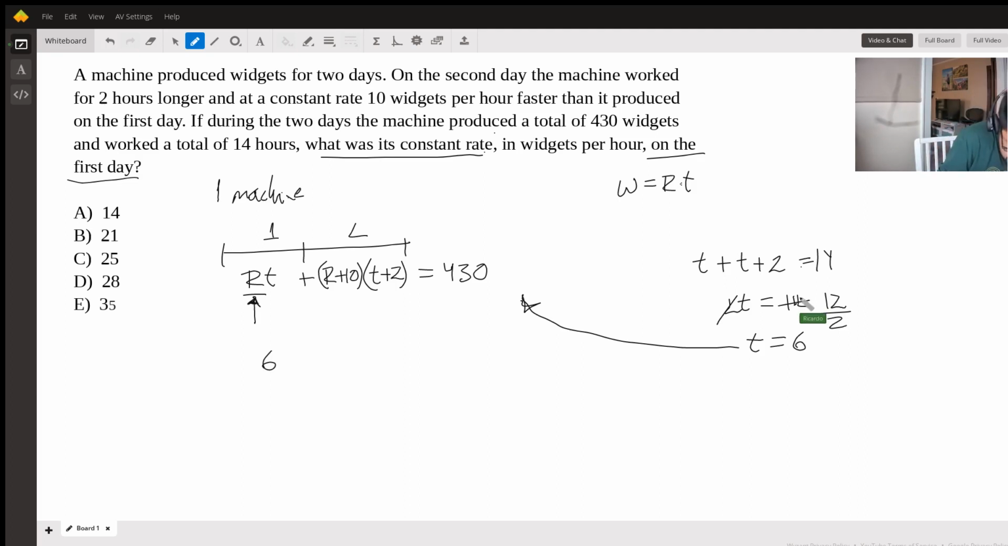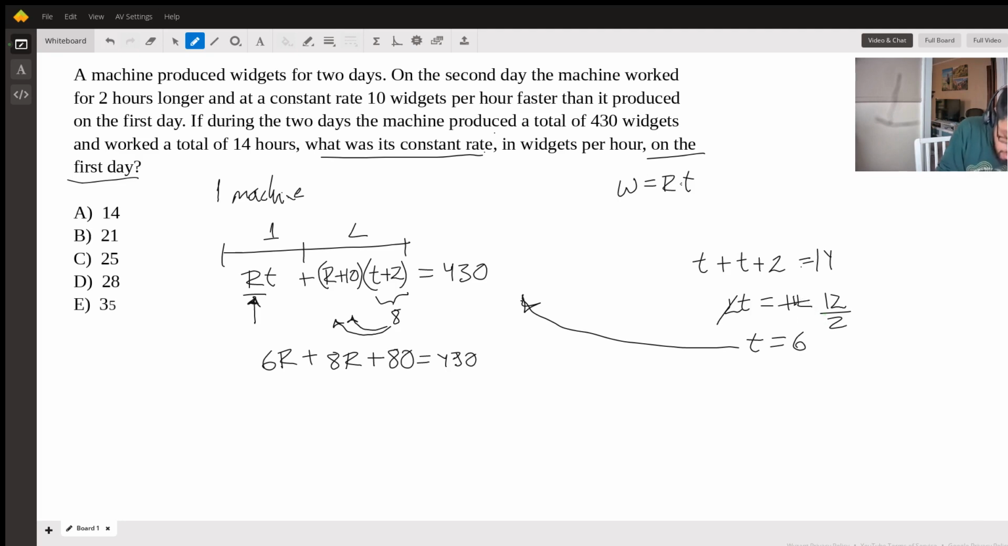So we have 6R plus, this will be 6 plus 2 equals 8, and then we can essentially factor into the other equation, the R plus 10. So that will be 8R plus 8 times 10 is 80 equals 430.